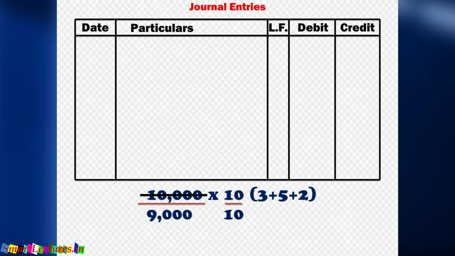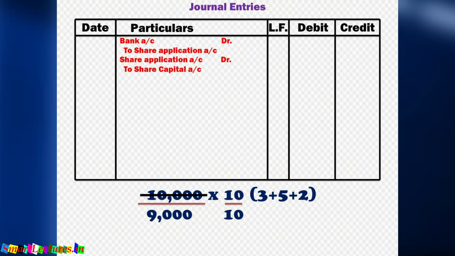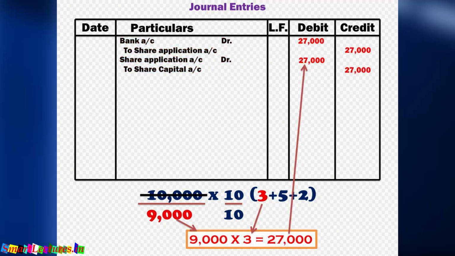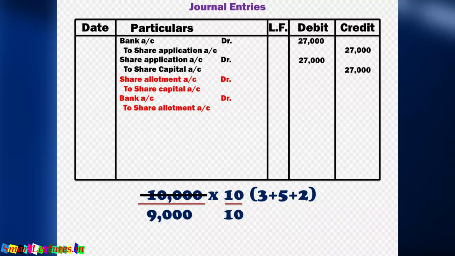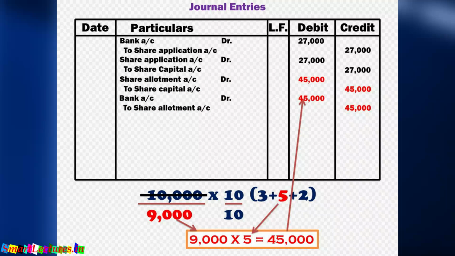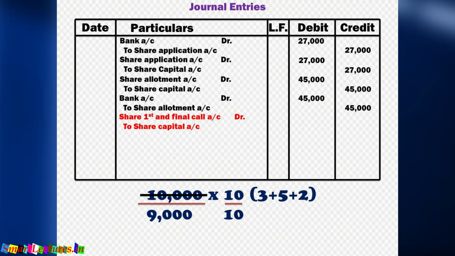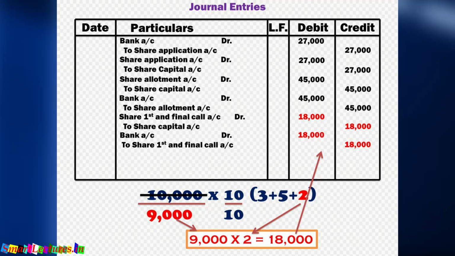What will be the journal entry? Bank account debit to share application account, and share application account debit to share capital account, and the amounts will be 9,000 into 3, 27,000 rupees for both of them. Then share allotment account debit to share capital account and bank account debit to share allotment account, and the amount will be 9,000 into 5, 45,000 rupees for both. Then first and final call account debit to share capital account, and bank account debit to share first and final call account, and the amounts will be 9,000 into 2, 18,000 rupees.